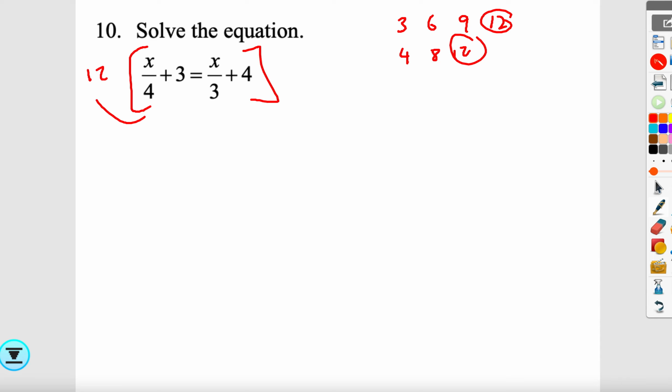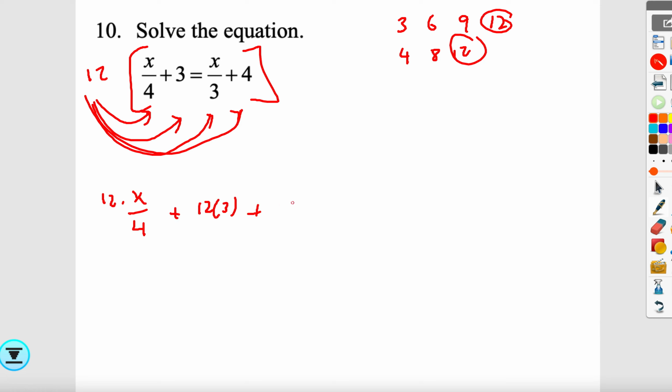And then there's going to be 4 arrows because there's 2 terms on the left, 2 on the right. So then we get 12 times x over 4 plus 12 times 3 equals, oh, not plus, right? This should be an equal sign right here. 12 times x over 3 plus 12 times 4.